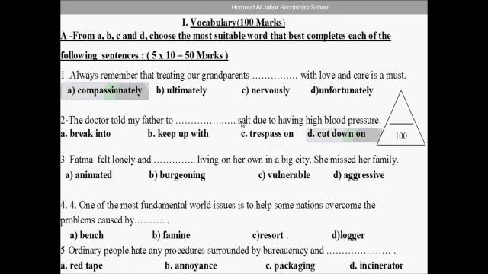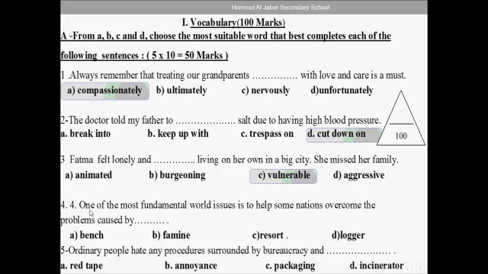Fatma felt lonely and living on her own in a big city. She missed her family. We have 4 words here: animated مفعم بالحيوية، burgeoning مزدهر، vulnerable ضعيف، aggressive عدواني. I think the most suitable answer here will be vulnerable. Now let's move to the 4th question.